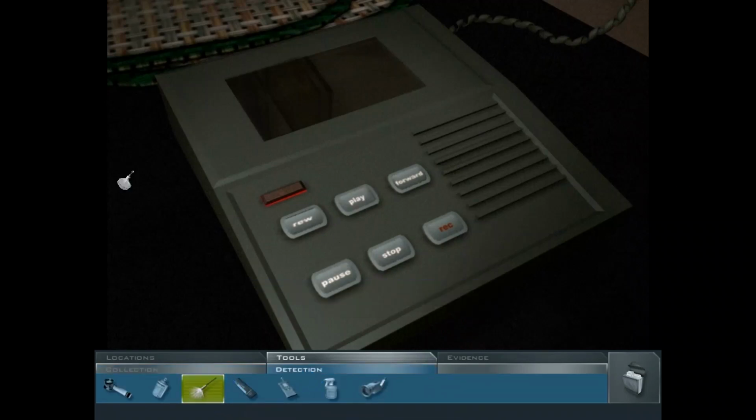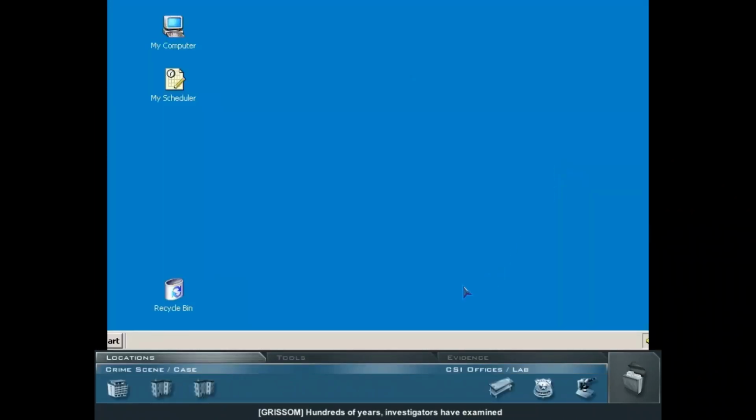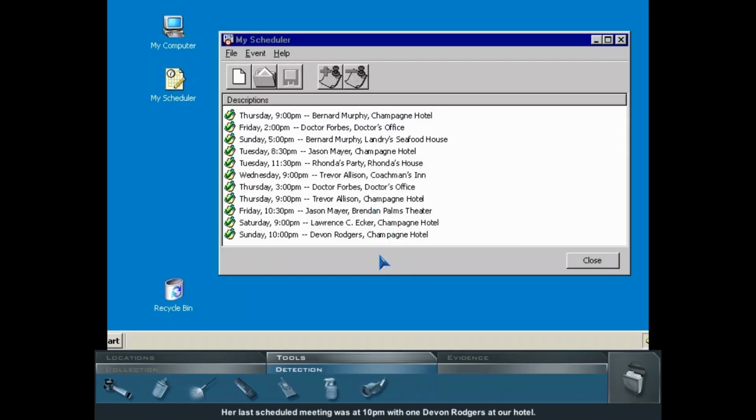There's no prints here. Hundreds of years, investigators have examined correspondence and address books for clues. Today, that means checking out a victim's PC. Let's look at her calendar. Her last scheduled meeting was at 10 p.m. with one Devin Rogers at our hotel. Possible suspect. We'll need to talk to brass to find Mr. Rogers' neighborhood.